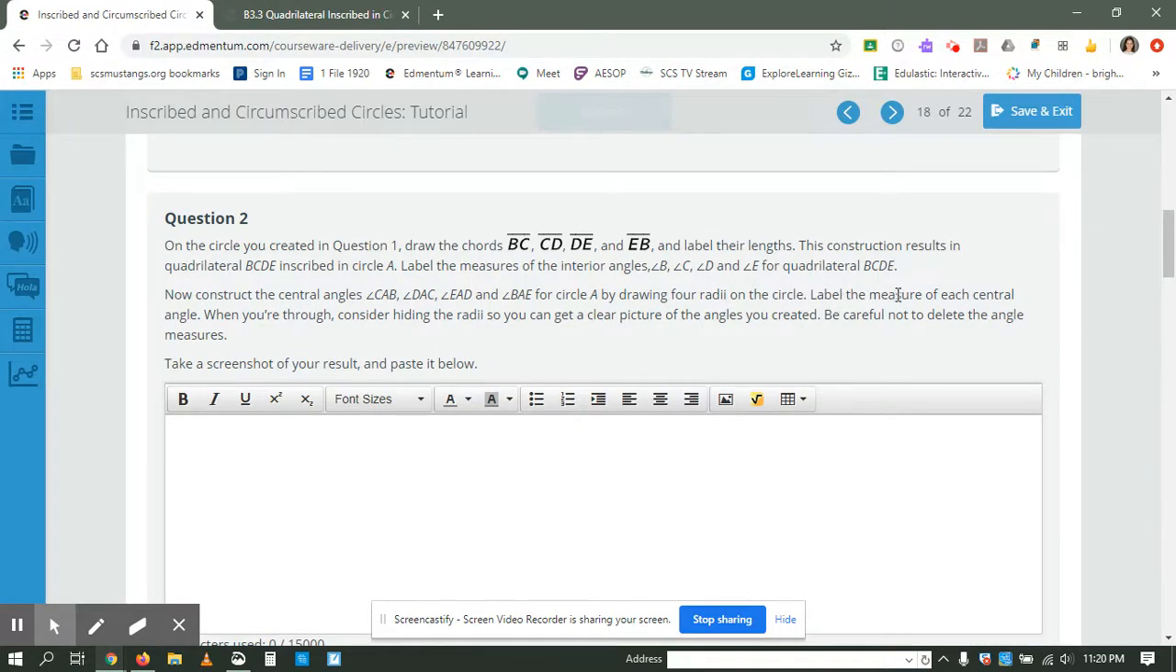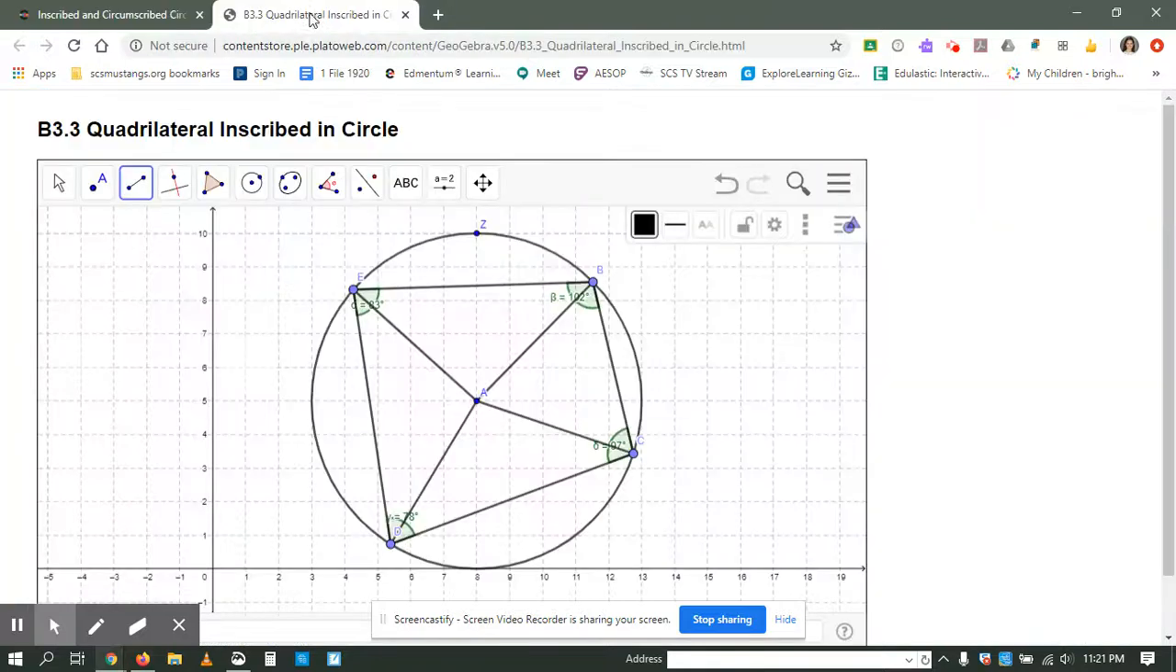Then label and measure each central angle. When you're through, consider hiding the radii so you can get a clear picture of the angles you've created. Careful not to delete anything. So they want us to measure these angles and see what's going on for those. I use the measure angle tool, and they like us to go clockwise. Nope, didn't go clockwise. Okay, there's that one, and there's its measure. Huh. These guys are having us go kind of clockwise. Interesting.